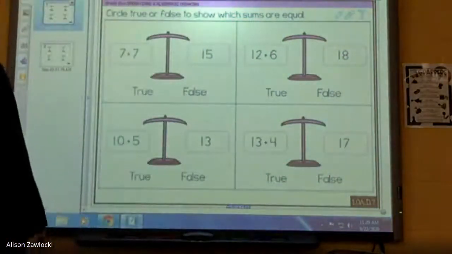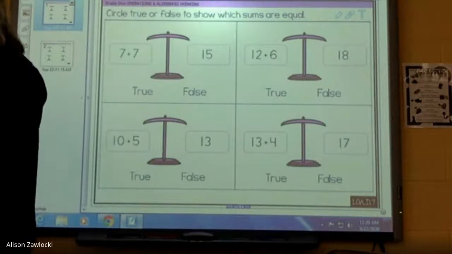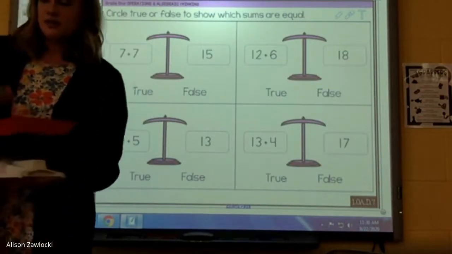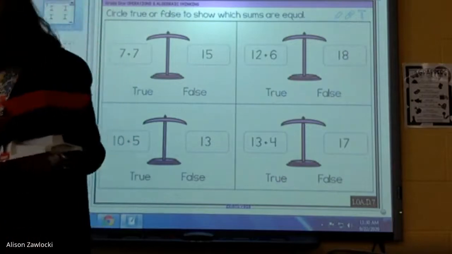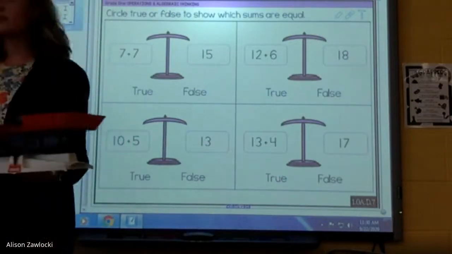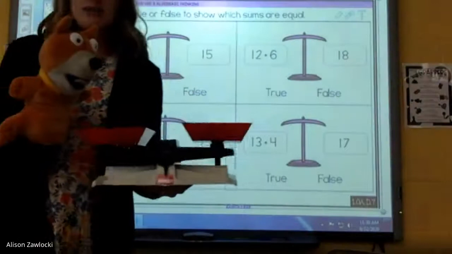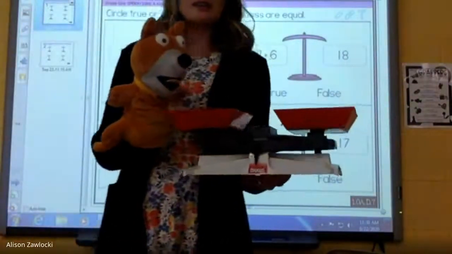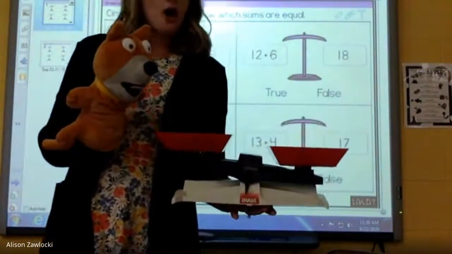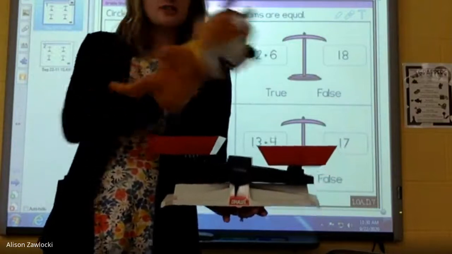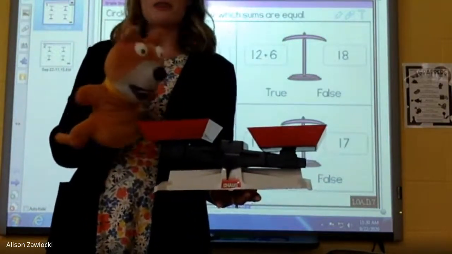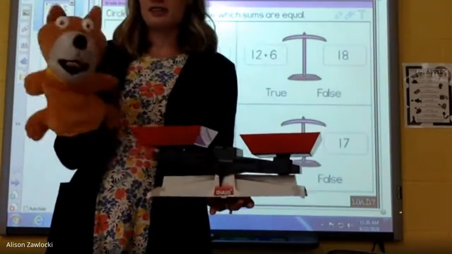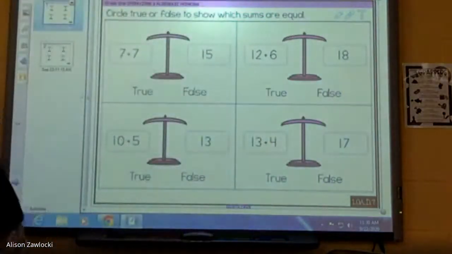Does 1 plus 1 equal 3? Let's see. I wonder what Descartes thinks. Does 1 plus 1 equal 3? I think he thinks that they don't. Let's see. Oh, 1 plus 1 does not equal 3. There's 3 on that side, and there's 1 plus 1 over here. So these do not equal, right, Descartes? That's right. Okay, let's keep going.